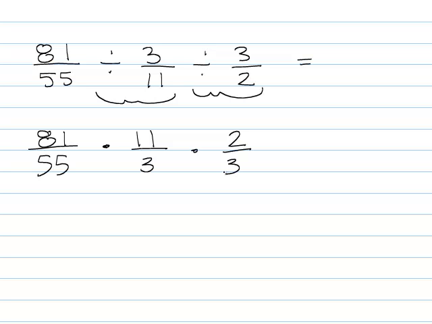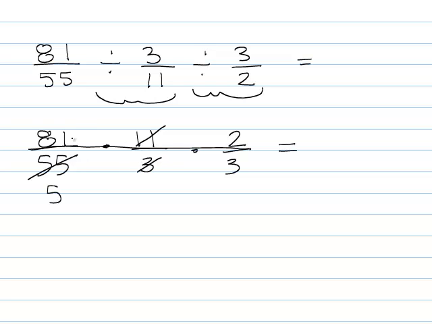We can look to see before we multiply if there's anything that can help us reduce this. Well, I see right away that 11 goes into 55 evenly 5 times. I'm just going to draw this line across like this so we know anything in the numerator can cancel with anything in the denominator. So I know I have an 11 here, and if I divide 11 out of this, I'm left with 5.